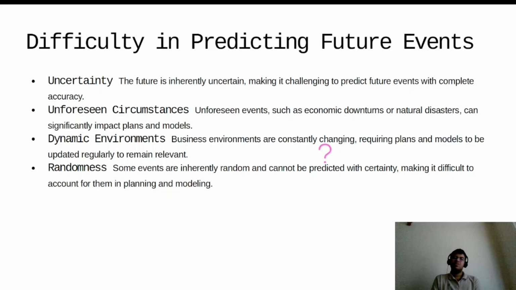Now, since we know business environments are constantly changing, it requires for constant change in the plans and the models to be updated regularly to maintain it relevant. Next is randomness. Now, some events are sometimes such level of random that cannot be predicted with certainty, which can make it difficult for the team to account them in the planning and modeling of any task.